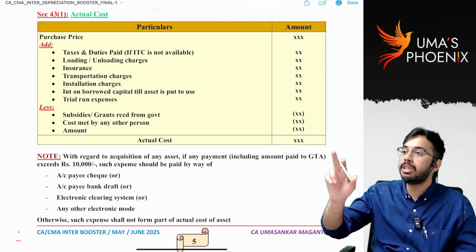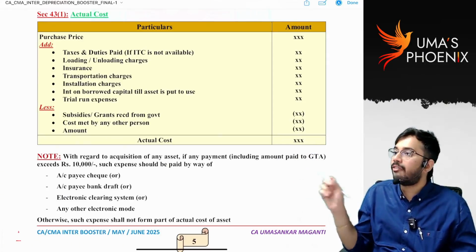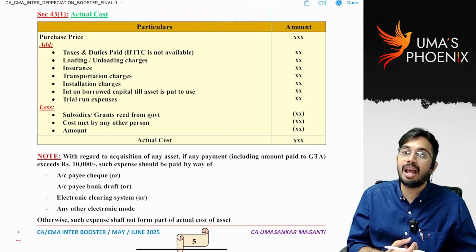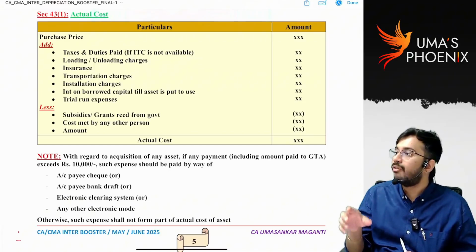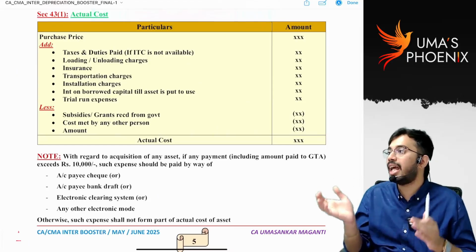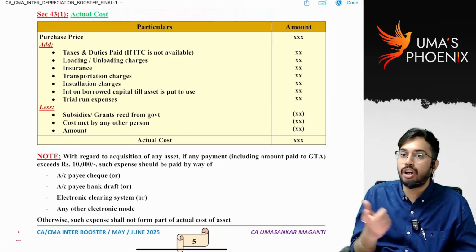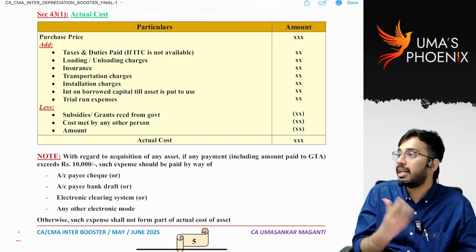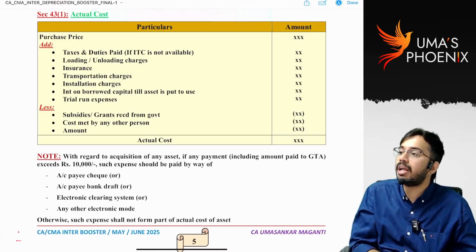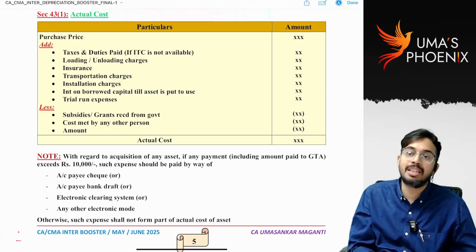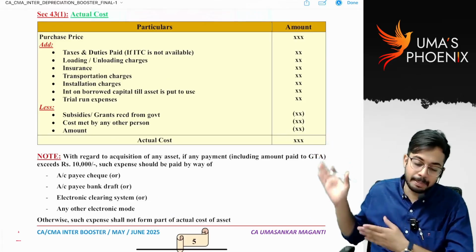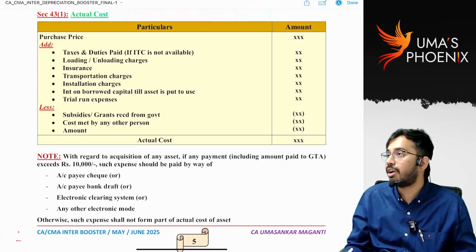Once that machinery comes to my factory, first I will do a trial run to see whether it is working properly or not. So there will be trial run expenses. When I am doing the trial run, whatever output comes, I will sell the output. I will get the sale value of the trial run, and that I will reduce from the expenditure of the trial run. Are you able to understand? So these many expenses are there. For example, the cost is 80 lakh rupees and the government gave a subsidy of 20 lakh rupees. Whatever subsidy is given should be reduced from the actual cost. So these are the steps in the calculation of the actual cost of the asset.